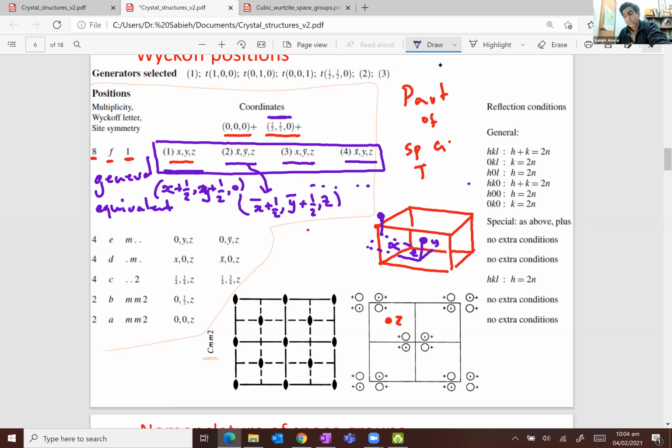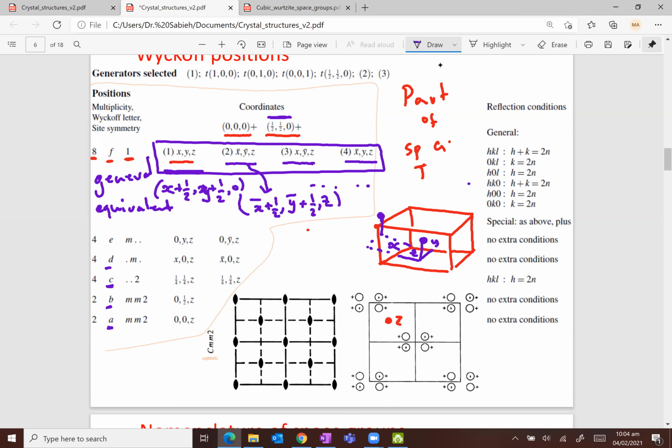8 shows the multiplicity, and F is just an arbitrary letter. These letters move alphabetically upwards from A, B, C, D, and so on.